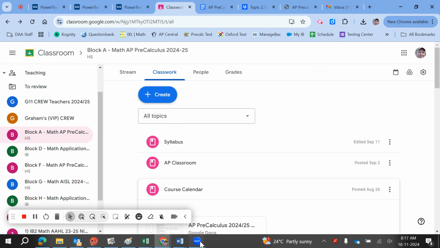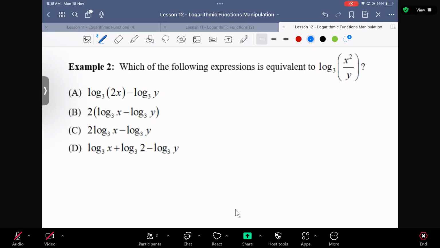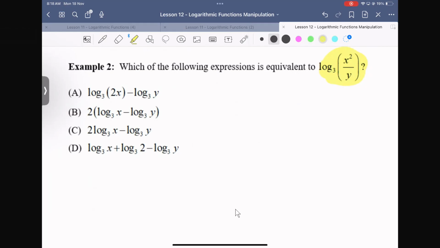Okay, so let's have a look. With these type of questions, you can either start with this expression here and simplify it and break it apart, or you can start with the answers, but it's going to be quicker to start over there if we can manage it.